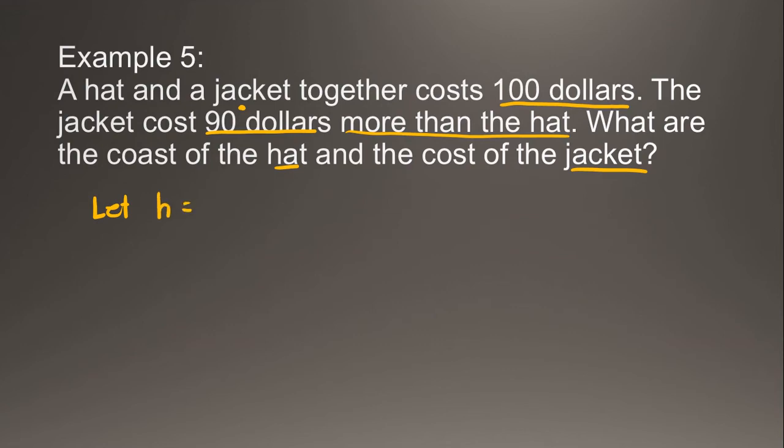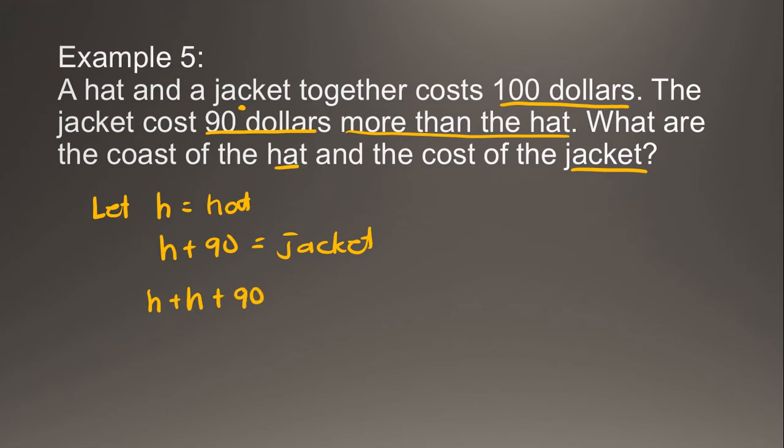So we're going to create an equation. Let us use the letter H for the variable. This is the cost of the hat, and H plus 90 for the cost of the jacket. The jacket is 90 more than the hat, so that is 90 plus H.